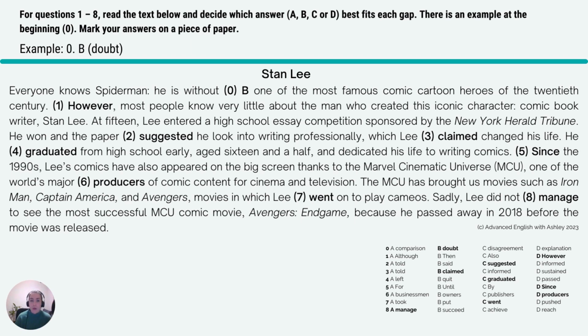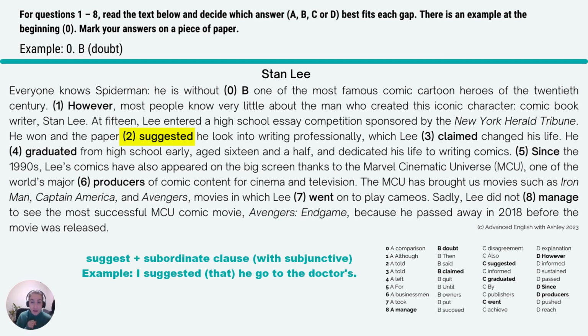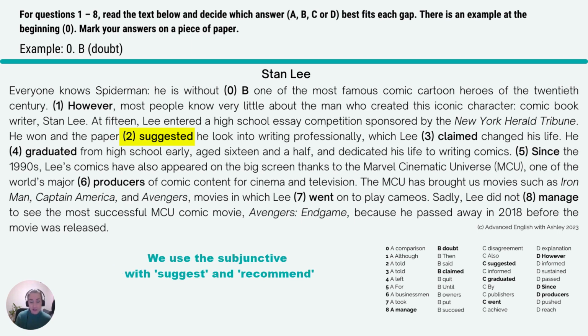Number two, we need the verb suggested because of the structure. So suggested can be followed by an ing form. I suggest going to the park. It can be followed by a subjunctive form, which is what you see here. I suggested he go to the doctor's. Quite rare to use a subjunctive in English, but we do use it with suggested and with suggest, and recommend. So that's what's happening in this sentence. The other verbs do not support this structure. That's why they cannot be here.